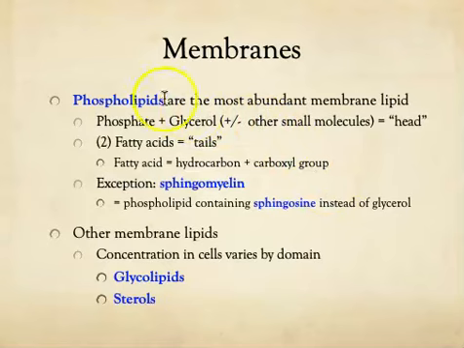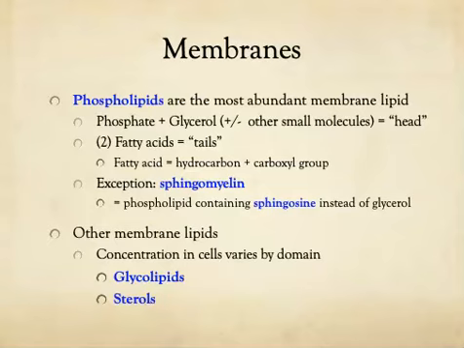Now, when we look at the phospholipids across different types of organisms in the three domains, we can see some variation in this structure. There is an exception to the anatomy of a phospholipid, and that exception is a molecule called sphingomyelin. In sphingomyelin, the phospholipid contains something called sphingosine in place of glycerol. And again, we'll take a look at this in just a minute.